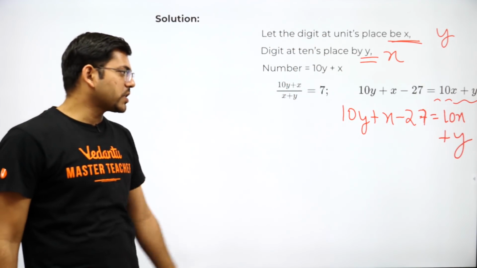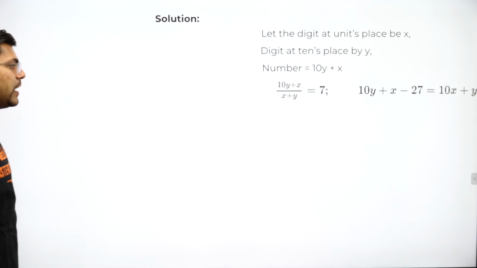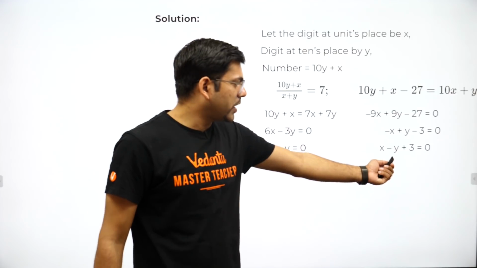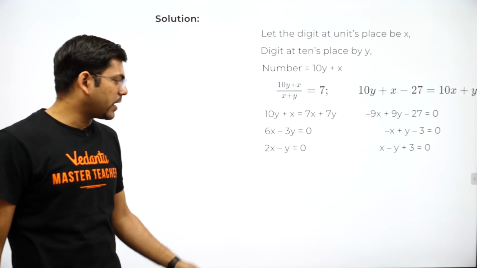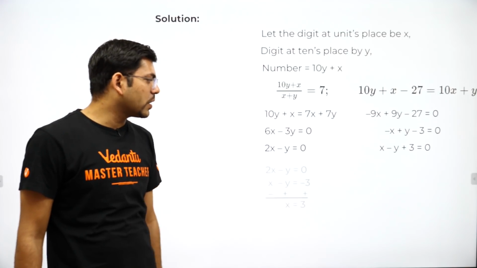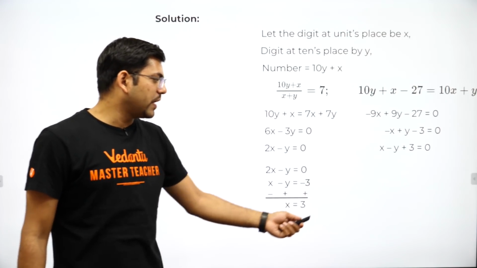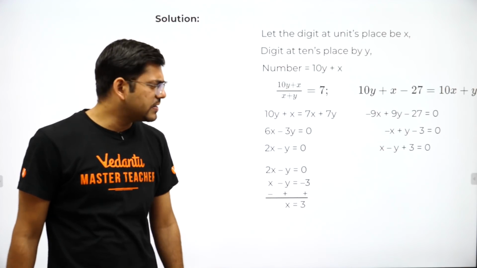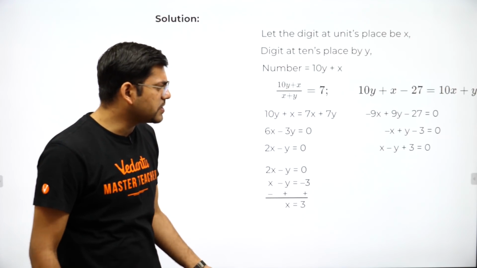Now solving this equation, you will be getting the value. Solving the whole equation, you have got the equation x minus y is equal to 3, and here 2x minus y is equal to 0. This means y is equal to 2x. And solving both of them, putting the value, we have got x is equal to 3. That's a very easy one. I guess it's a very, very easy one.